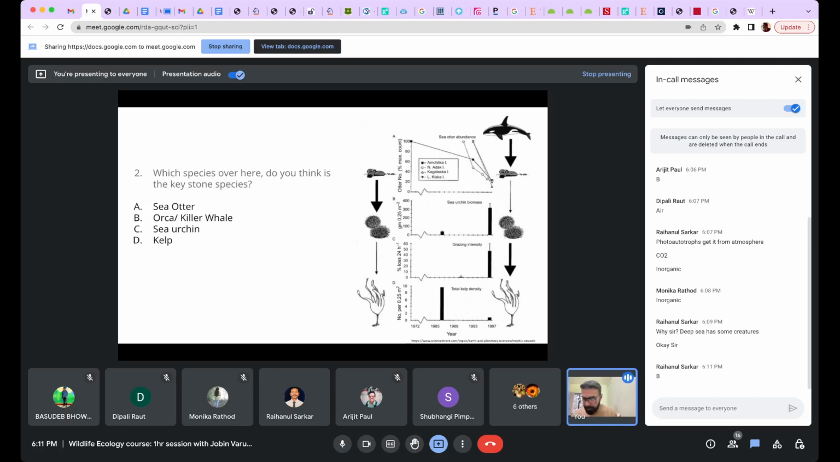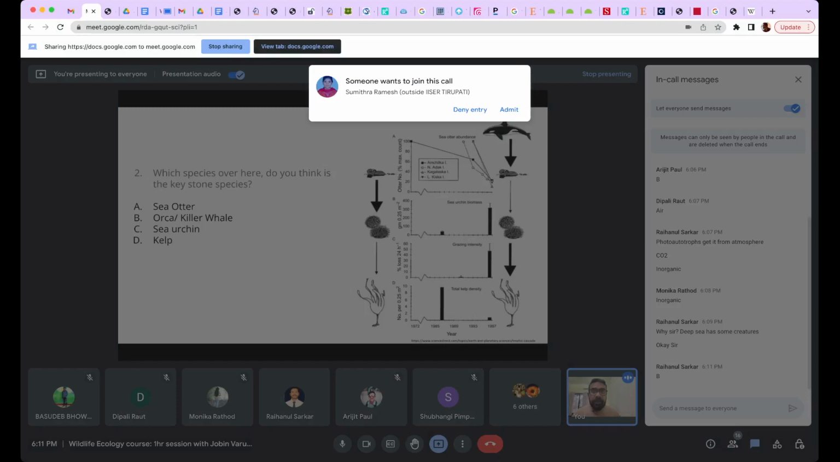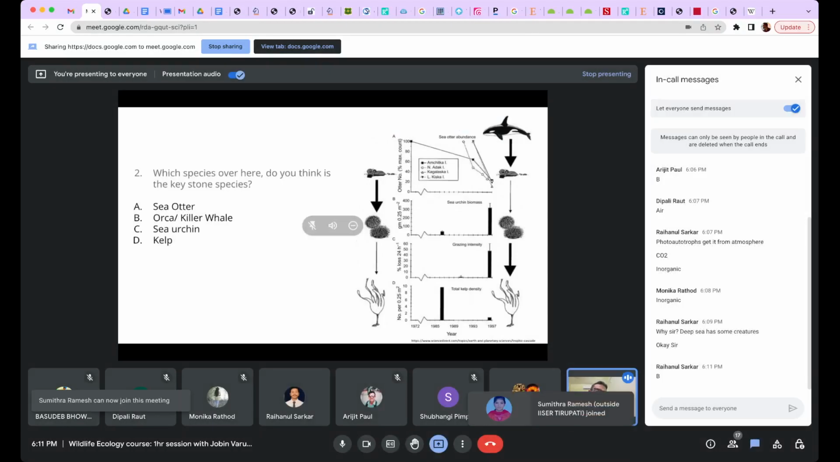So people, if they have watched Sir's video, he was talking about wolves of Yellowstone National Park, which is the keystone species over there. So there were three rungs, I mean three levels. One was the vegetation of Yellowstone National Park, the other was the deer population, and the third was the wolf population. So before the wolves were reintroduced, there were only two rungs, the deer population and the vegetation.